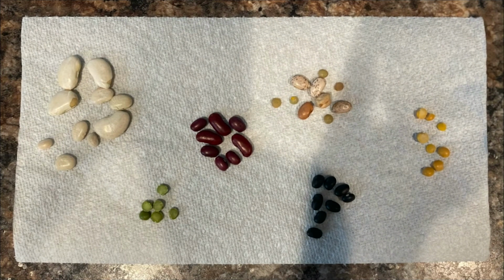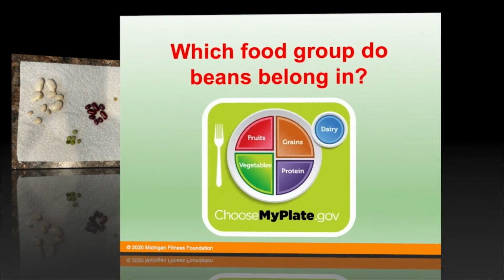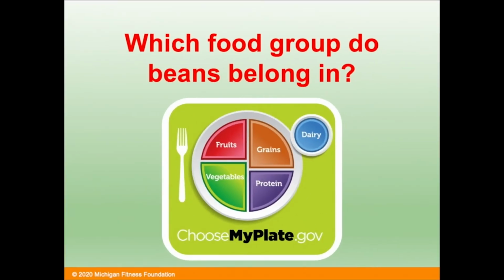I chose to sort my beans by color. You can see I have a pile of white beans, green, red, black, tan, and yellow beans. I did not sort mine by texture or shape. So each color category has different sized and texture beans in them. How did you choose to sort your beans? Let's take some time here to talk about it. Who can guess which food group beans belong to?